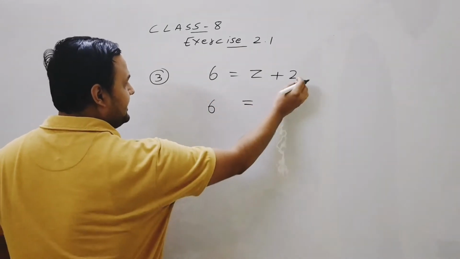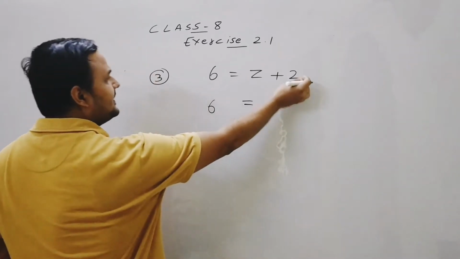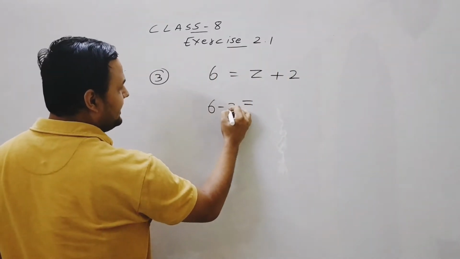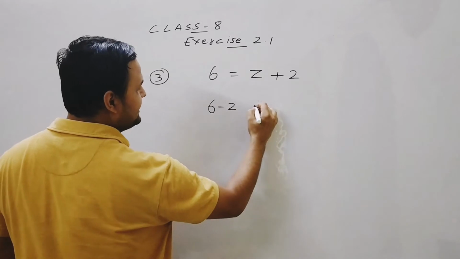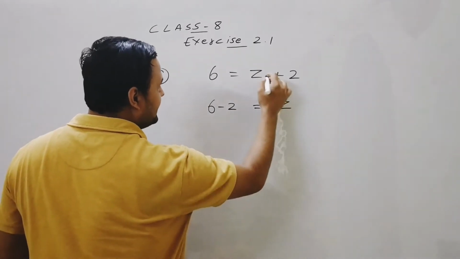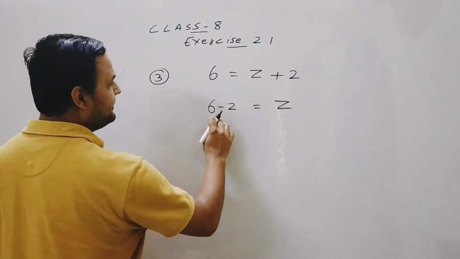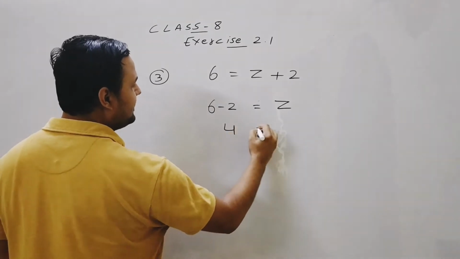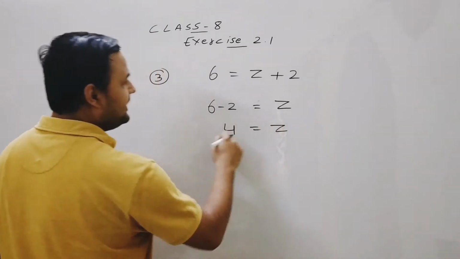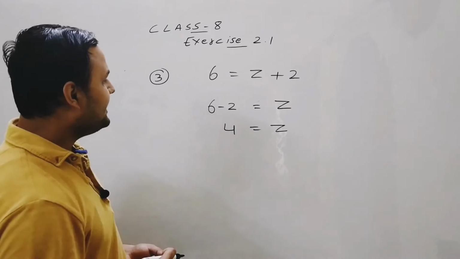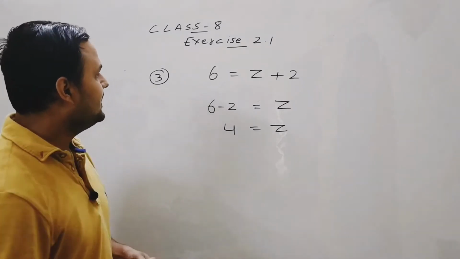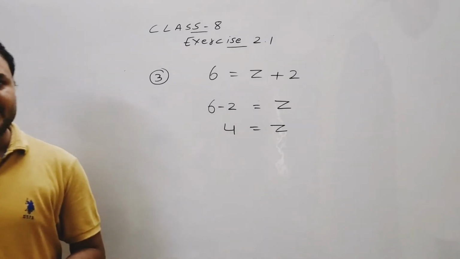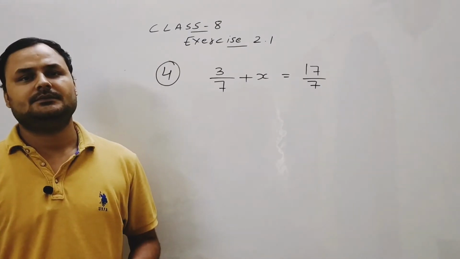6 is the constant, that is 6. Equal sign. Now this plus 2 from the right hand side will come on the left hand side. Then 6 minus 2, we have 6 minus 2 equal 4 equal z. It means the value of z equal 4. For the third question, the answer is z equal 4.